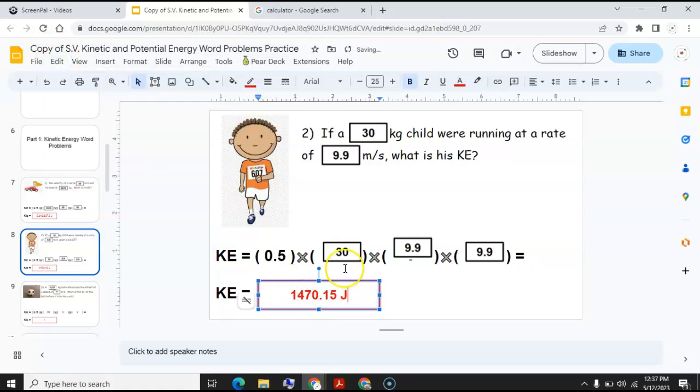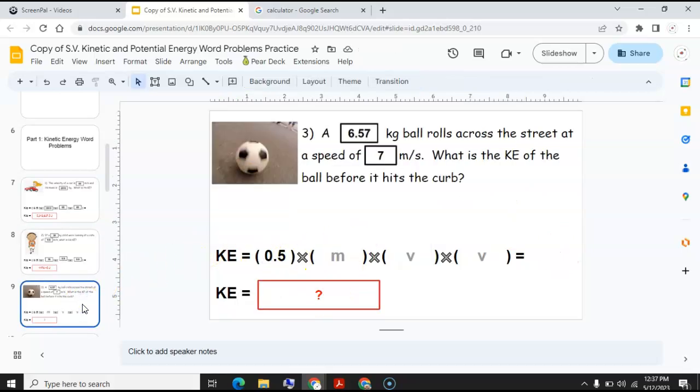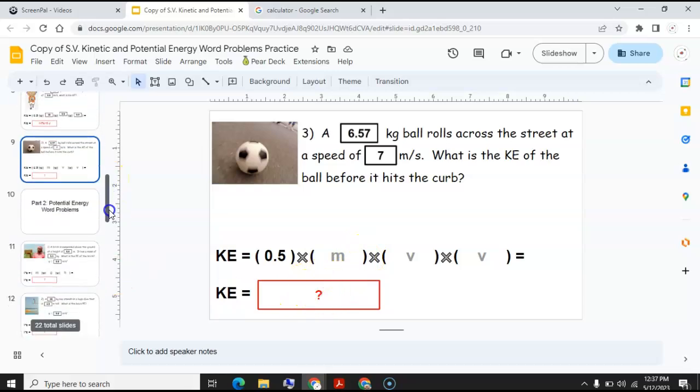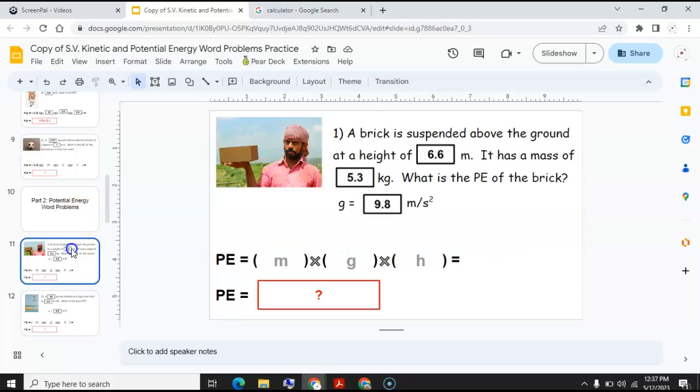And so this is the answer for that. All right. There's one more problem for you to do on your own. So on slide number 9, you can do this problem. Make sure you show your work by dragging and dropping the boxes into the correct part of the equation. Put your answer here and don't forget the units. Once you've done that, we're going to look at some potential energy word problems.